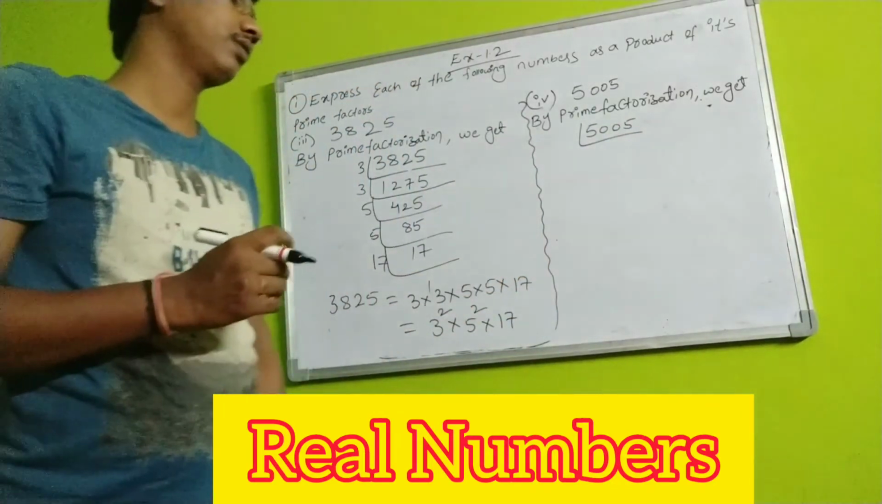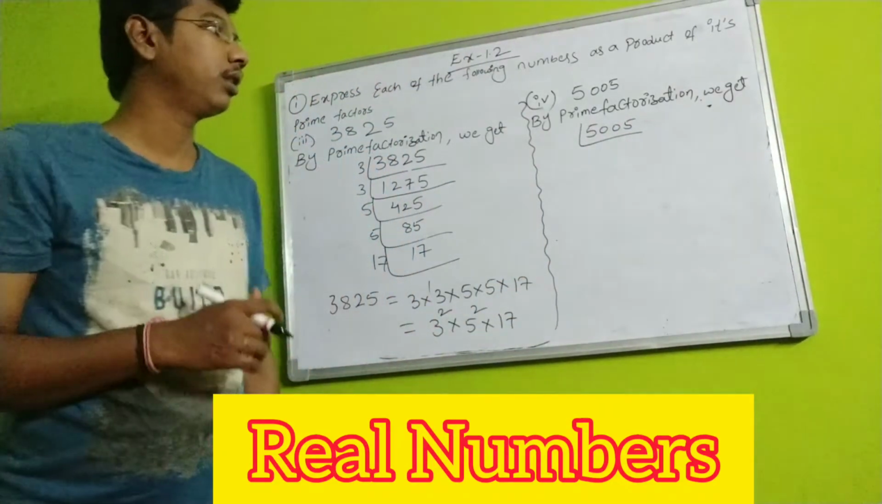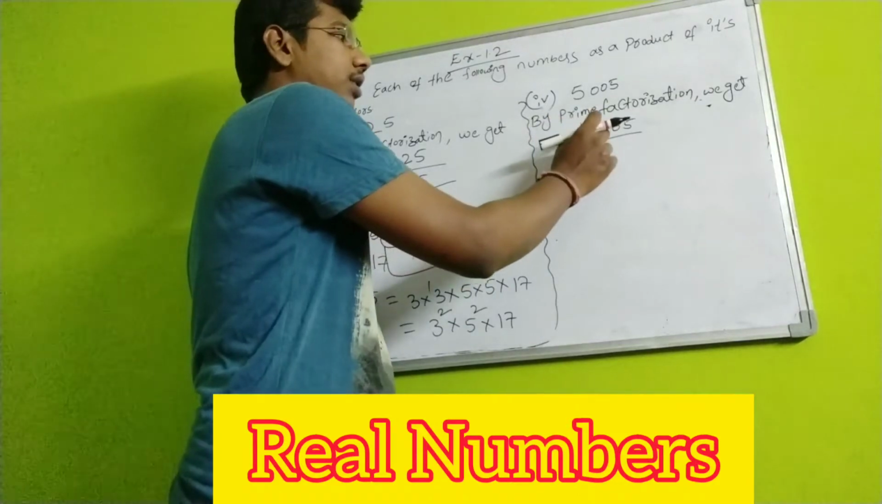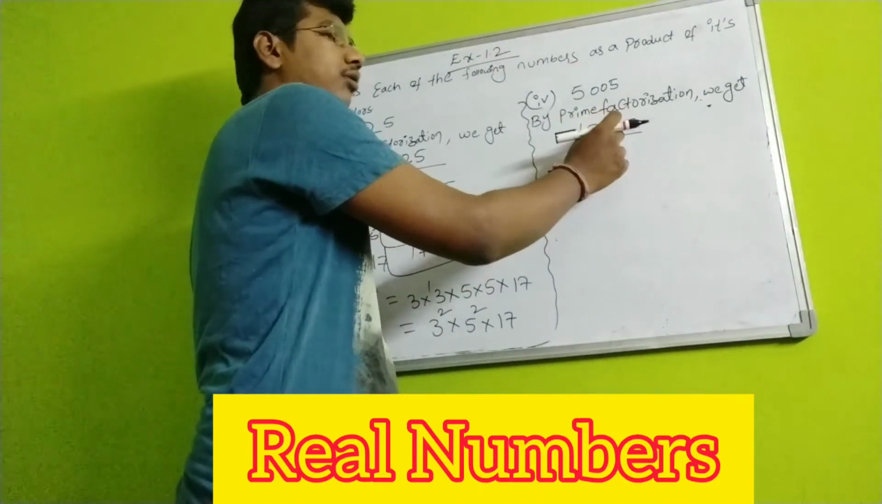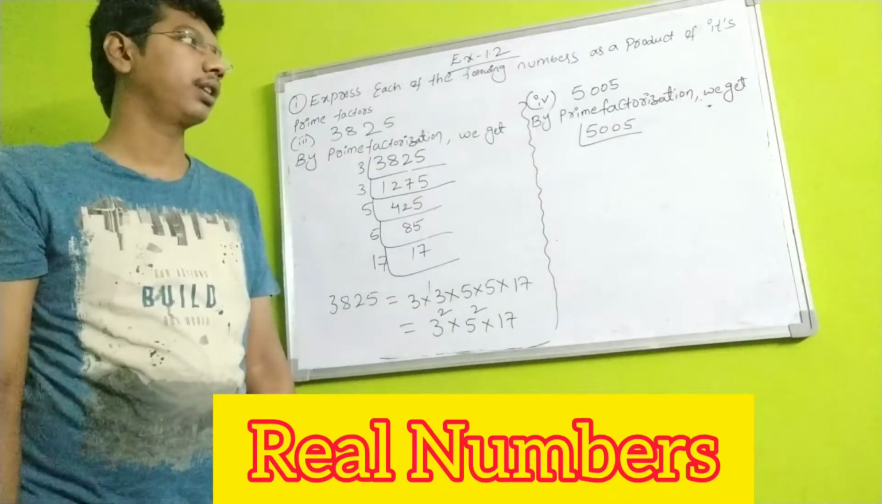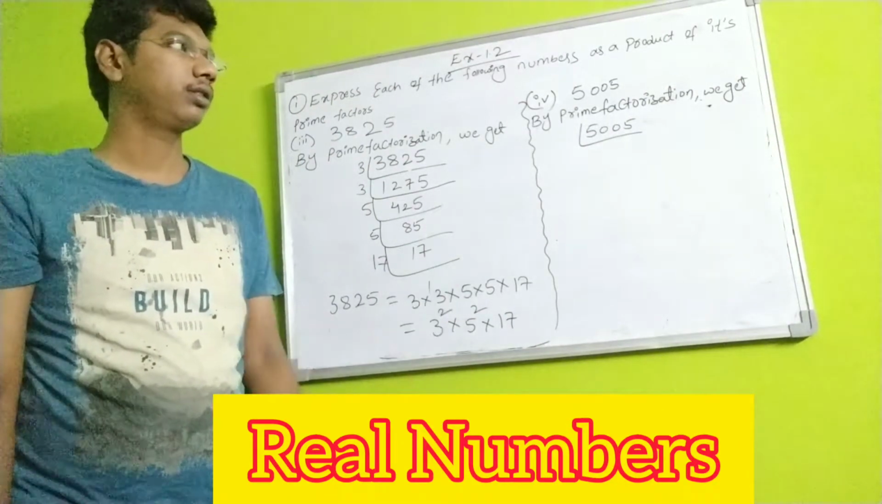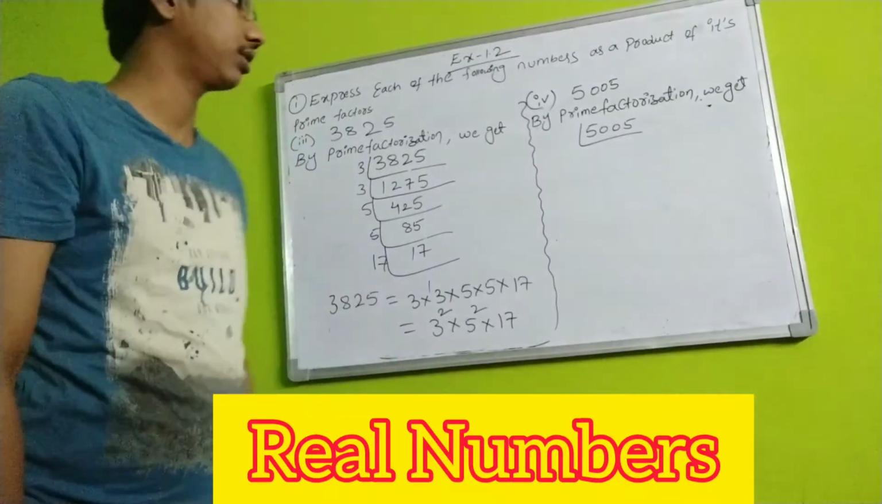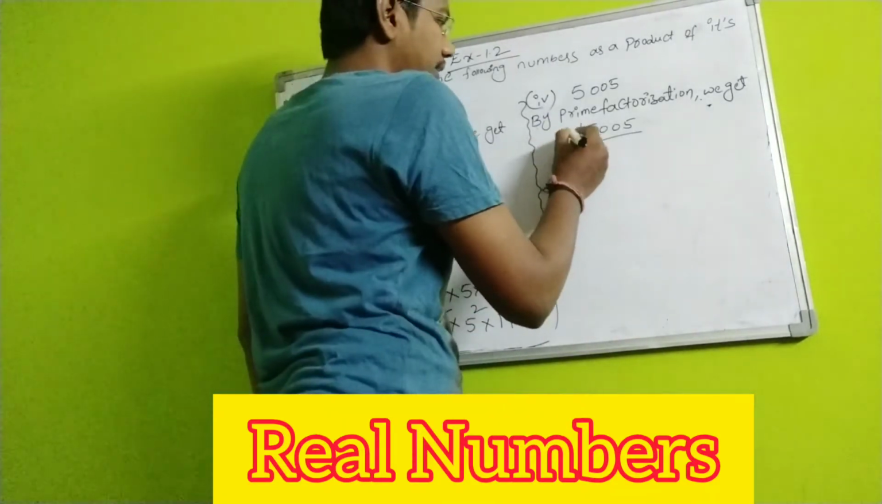Yeah, 5005. Not divisible by 2. Now check 3. 5 plus 0 plus 0 plus 5 is 10. 10 is not divisible by 3, students. Next, 5005 is not divisible by 4, students. Now 5, yes, 5 is divisible.